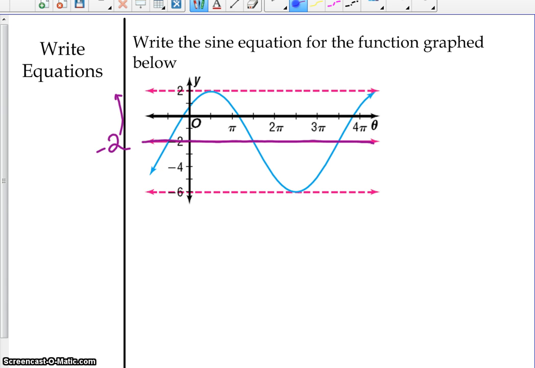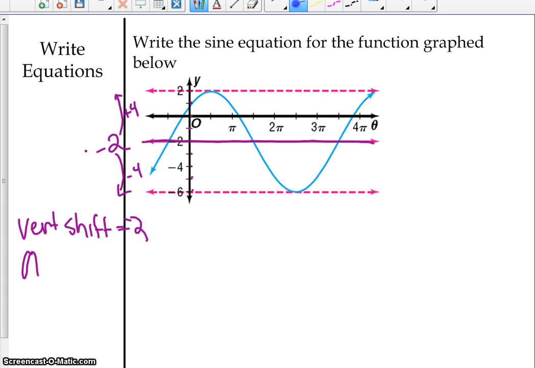So to get up to that +2, I'd actually go up 1, 2, 3, 4. I actually go up 4 to get to the highest point. To get to the lowest point, I go down 1, 2, 3, 4. So what this tells me is since my midline is -2, that means my vertical shift, which is the same thing as my midline, is -2. I apologize. And then I go up from there and down from there.